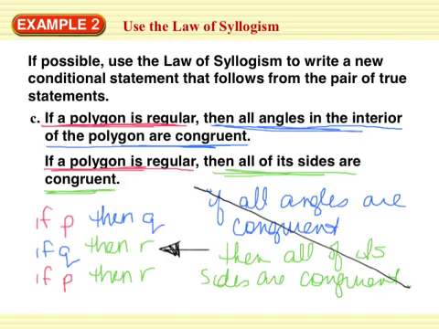Okay, I have a conclusion in blue. It's not the same as the hypothesis. I have a conclusion in green. It's not the same as the hypothesis. So the law of syllogism doesn't work.